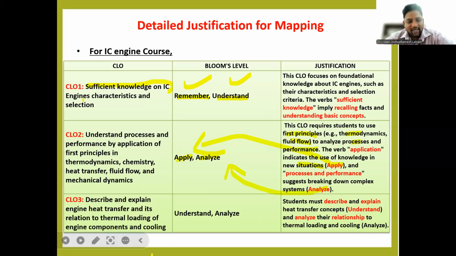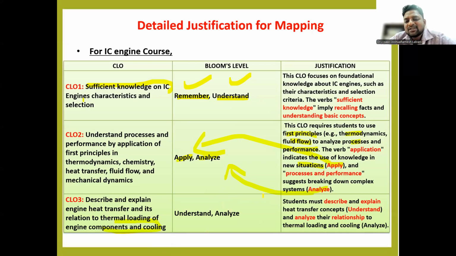Like that, you can see the course learning outcome 3: describe and explain engine heat transfer and its relation to thermal loading of engine components and cooling. Here I am categorizing it under understand and analyze. So how can I categorize it? As in the previous steps, you have seen the justification.